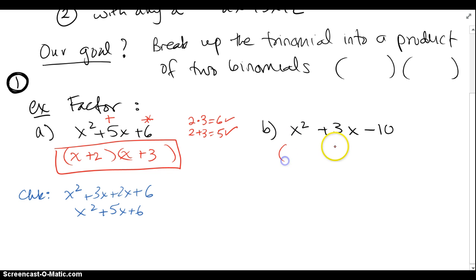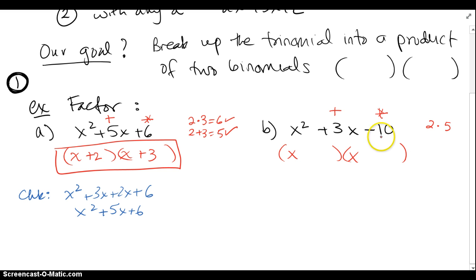Again, leading coefficient 1 is always easier. So I'm going to put x and x to get the x squared. Then again, I think of two numbers or two factors of negative 10. Be careful about the negative 10. They multiply to give me negative 10, and those same two numbers add to give me 3. So the factors of 10 that pop up in my head are 2 and 5.